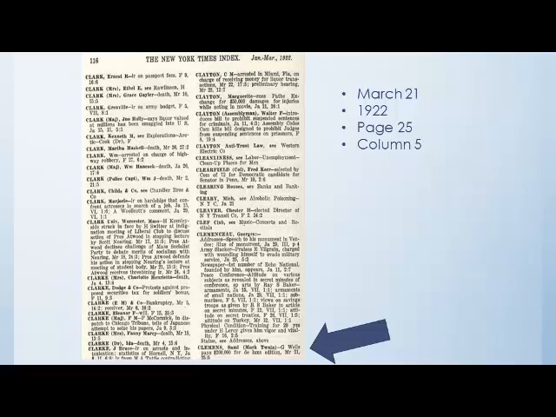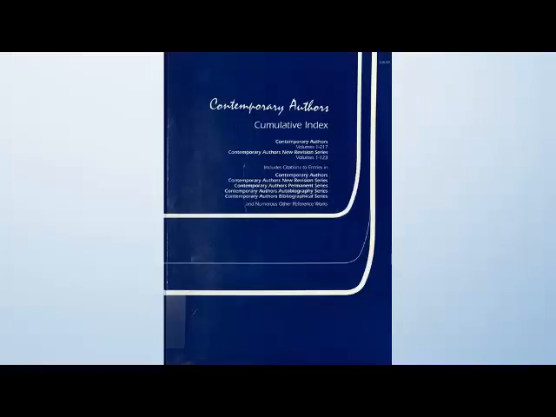Notice in the entry is a brief synopsis and the info for March 21st, 1922, page 25, column 5. Now, for our library, you would go pull the microfilm reel for that date, run it through the microfilm machine, and read the entire entry. But don't worry, we will tackle the microfilm machine in another tutorial. It's actually quite fun.